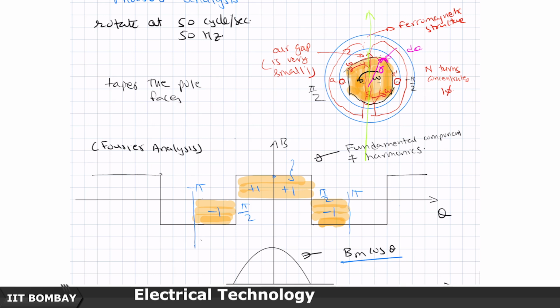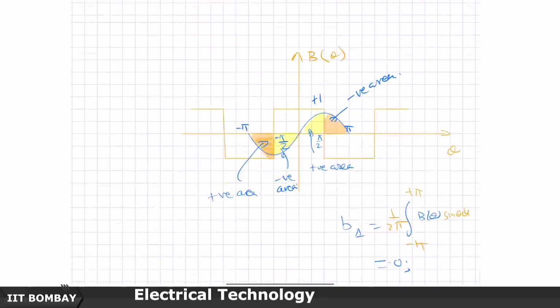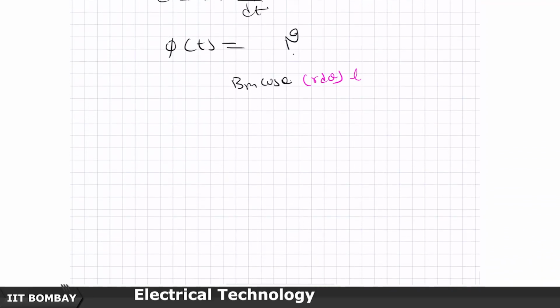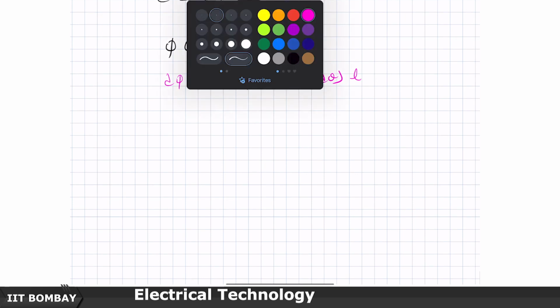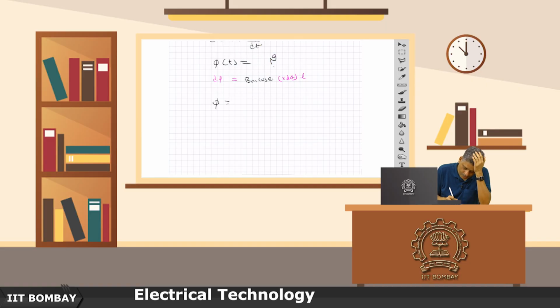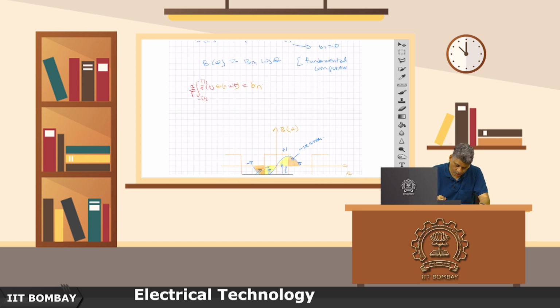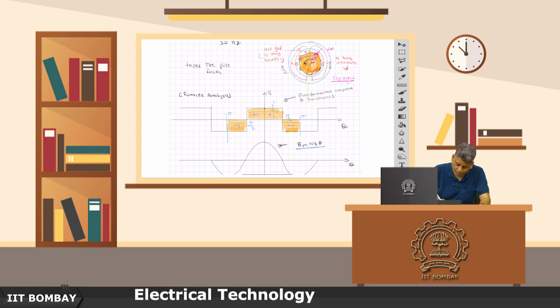If this is the top view of it, the magnet inside is also sitting in a cylindrical fashion with a depth of L. Therefore, you will have to multiply it by L, and this will become your d phi, the flux. And so if you want to actually calculate the flux, what should you do? You should integrate it from minus pi by 2 to plus pi by 2.